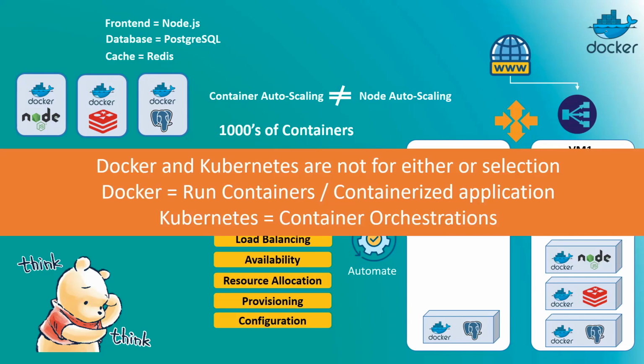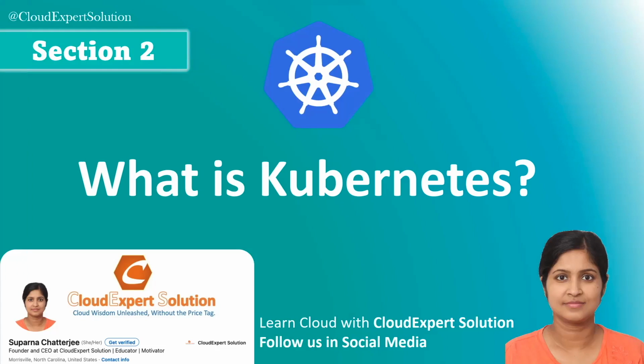Now, I believe you got the answer for the first question, either Docker or Kubernetes. The answer is Docker and Kubernetes are not an either-or selection. Docker is used to run containerized applications or containers, whereas Kubernetes is used to orchestrate those containers. Let's review what is Kubernetes.